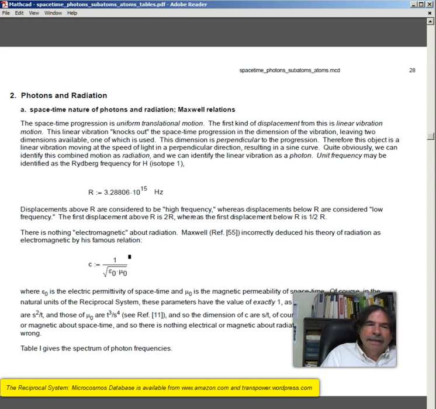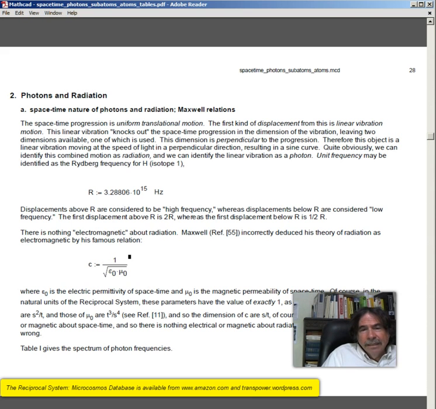There's nothing electromagnetic about radiation. Maxwell (reference 55) incorrectly deduced his theory of radiation as electromagnetic by his famous relation, c equals 1 divided by the square root of epsilon naught times mu naught, where epsilon naught is the electric permittivity of free space-time, and mu naught is the magnetic permeability of space-time. Of course, in the natural units of the reciprocal system, these parameters have the value of exactly 1.